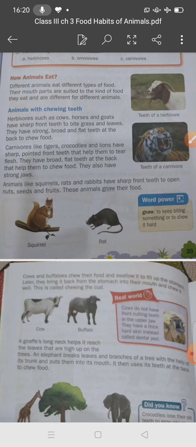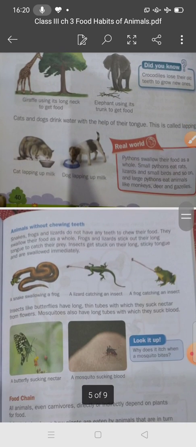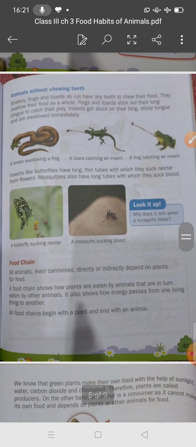Students, we have discussed in the last lecture how animals eat, including animals with chewing teeth and animals without chewing teeth. If we talk about animals without chewing teeth, some such animals are also found. We discussed this topic in an earlier video also. For example, some animals do not have teeth, so how can they eat their food?